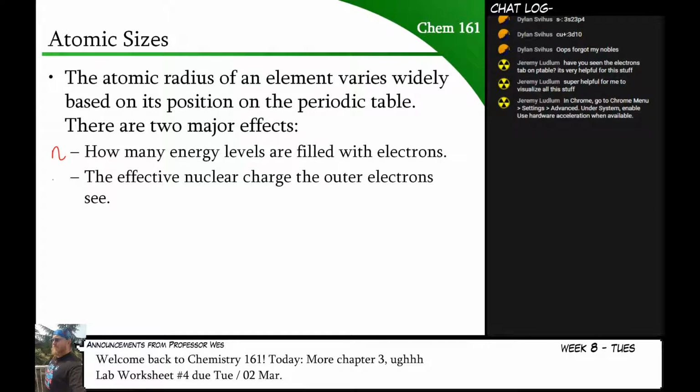This second part, I'm going to actually write this new variable here called ZEff, or ZEffective. This is a new term that we're going to introduce today. And so this is called the effective nuclear charge. And this is a phenomenon that can be explained in the following way.